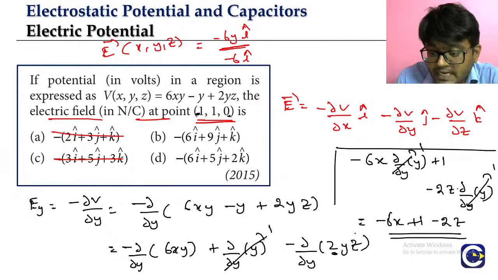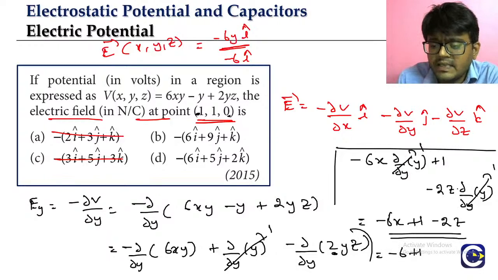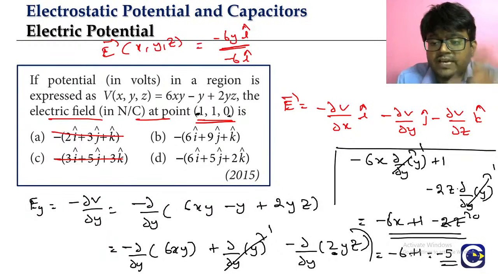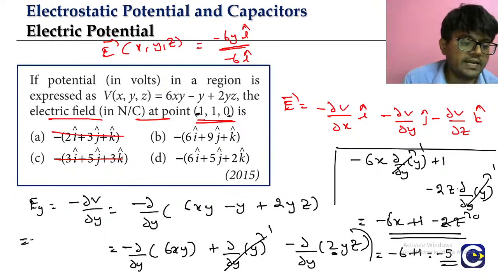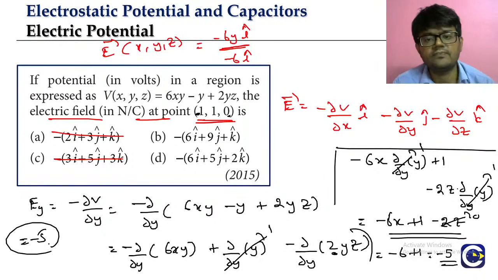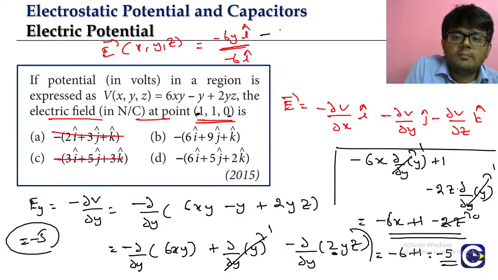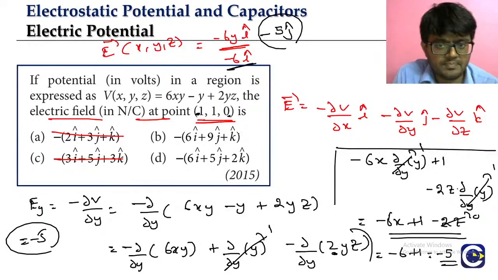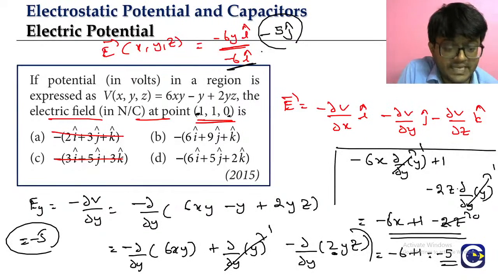If you substitute it, x is 1, right? So minus 6 plus 1, z is 0. So what is this? Minus 6 plus 1 means what? Minus 5. So the j component is minus 5 j cap. So minus 6 i cap, and then the j value is minus 5 j cap.